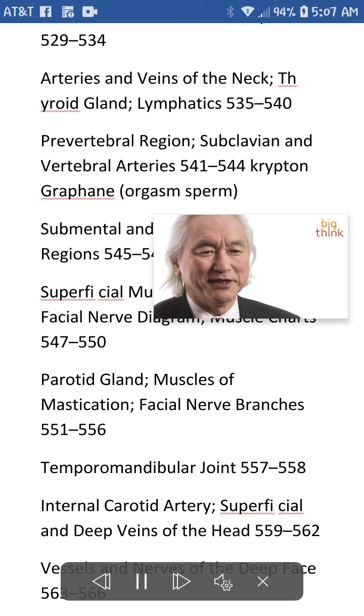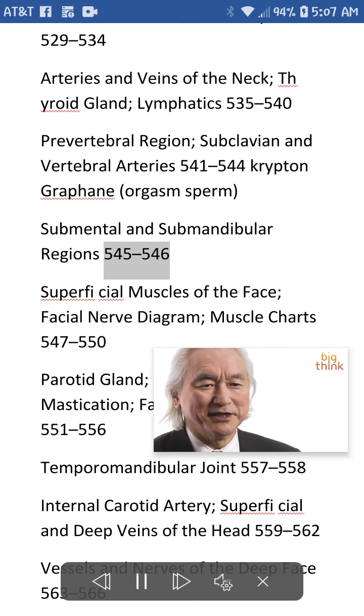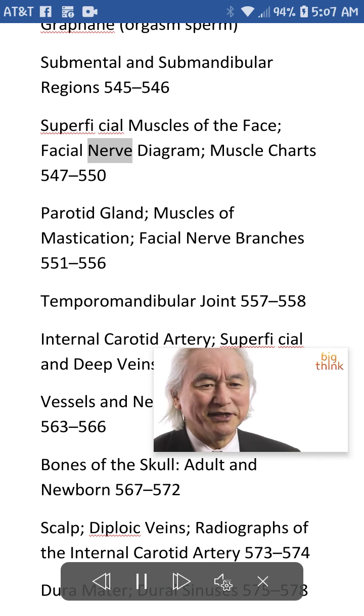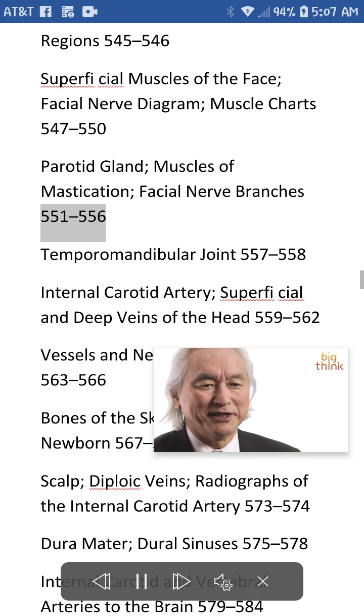Submental and submandibular regions, 545 to 546. Superficial muscles of the face, facial nerve diagram, muscle charts, 547 to 550. Parotid gland, muscles of mastication, facial nerve branches, 551 to 556.